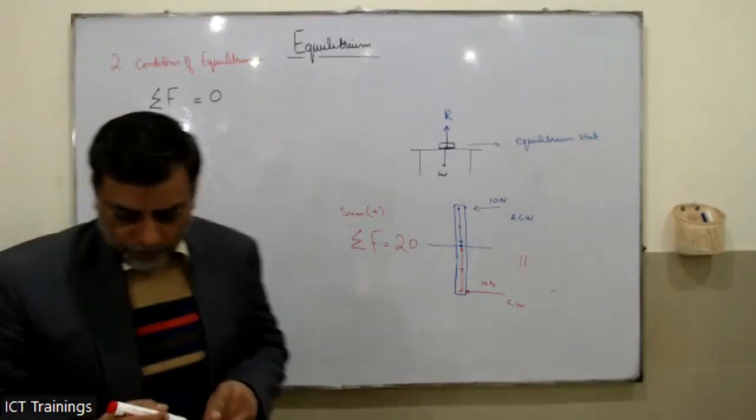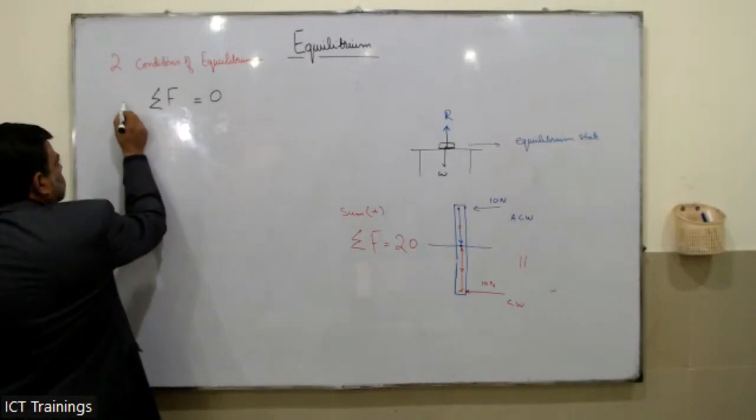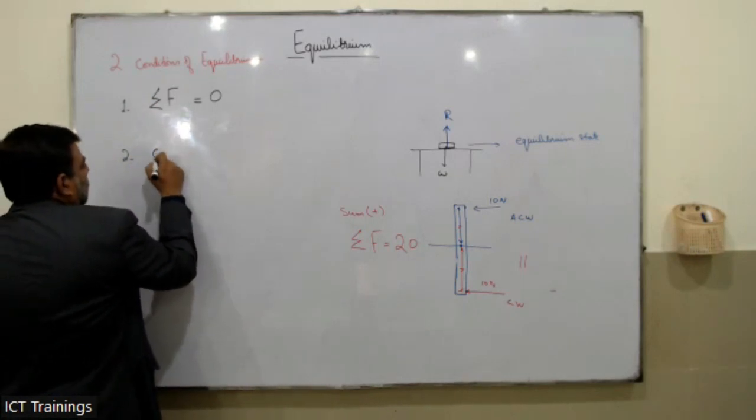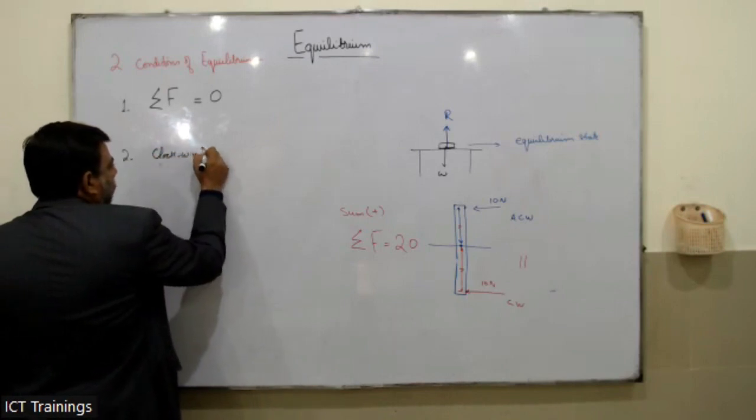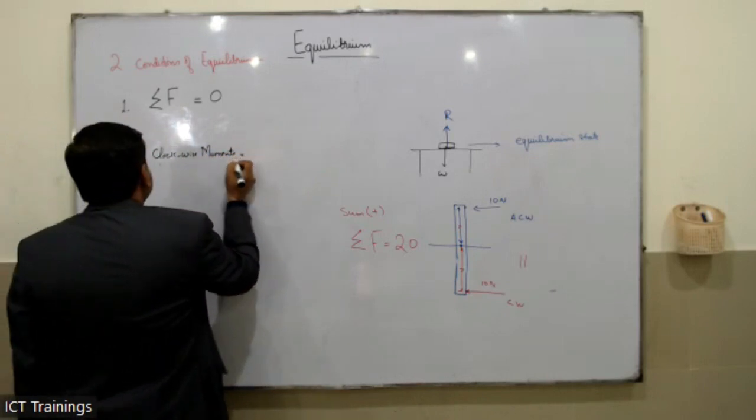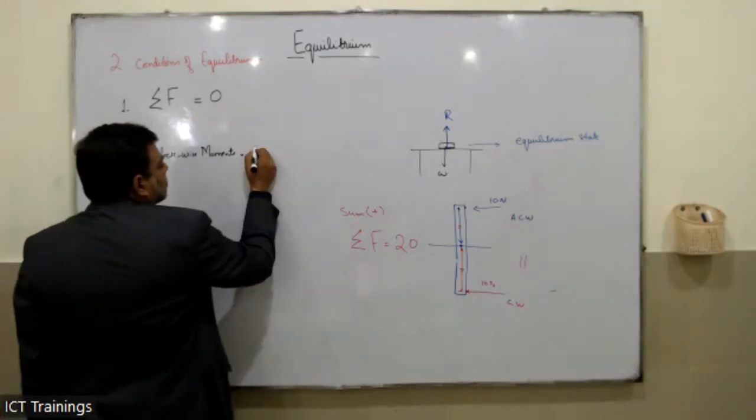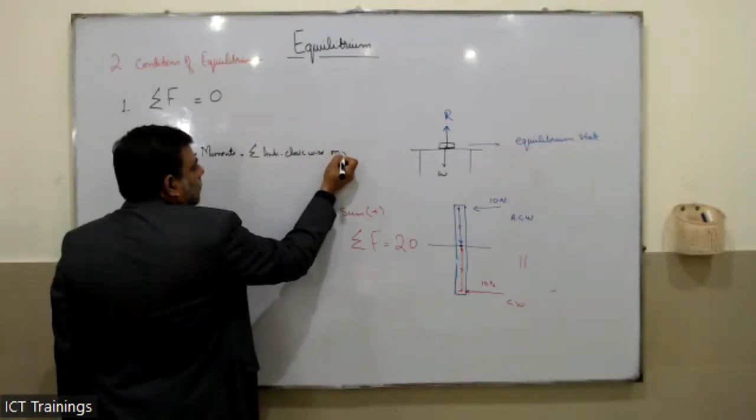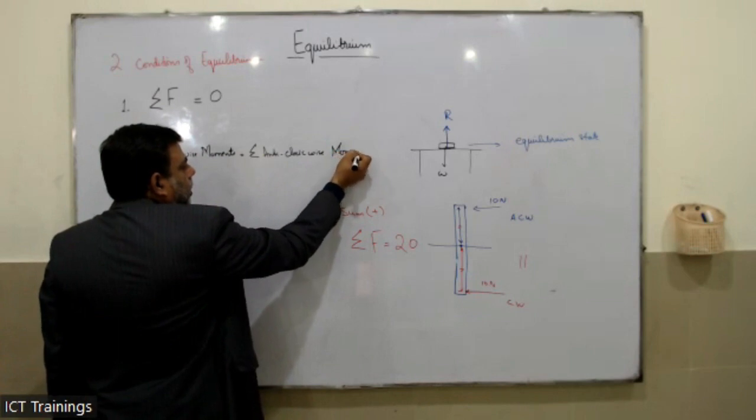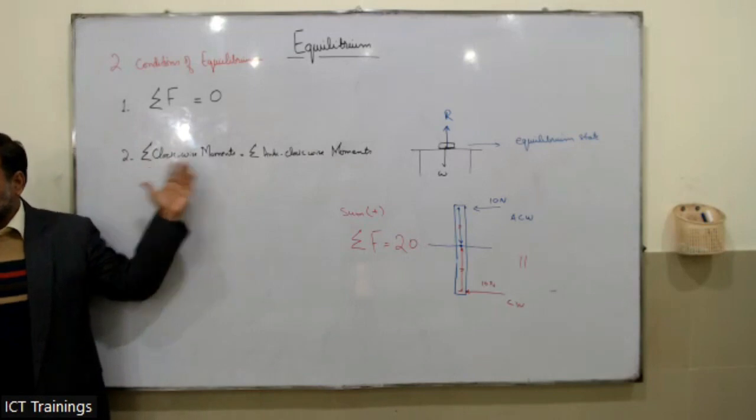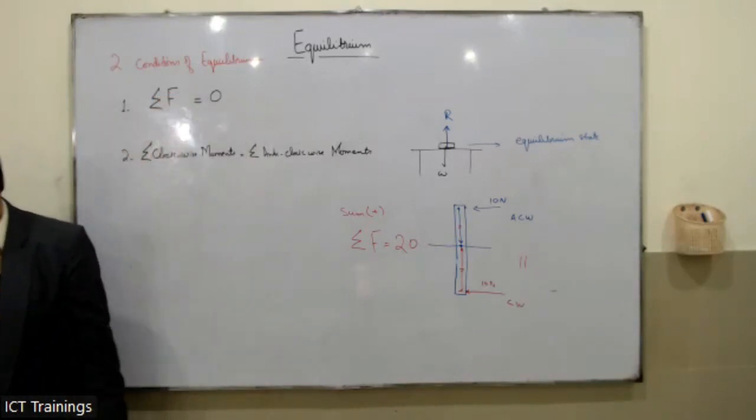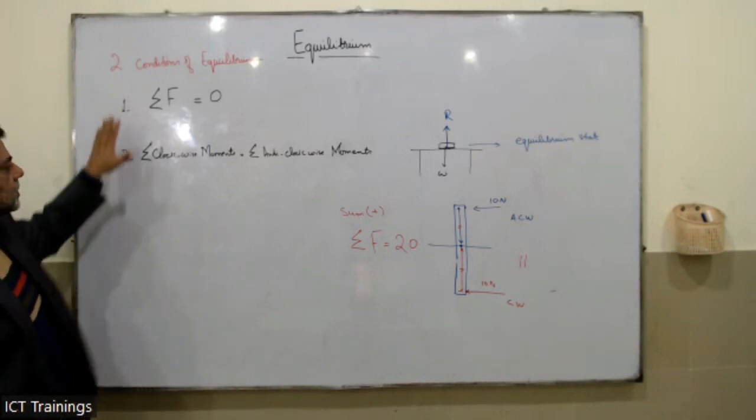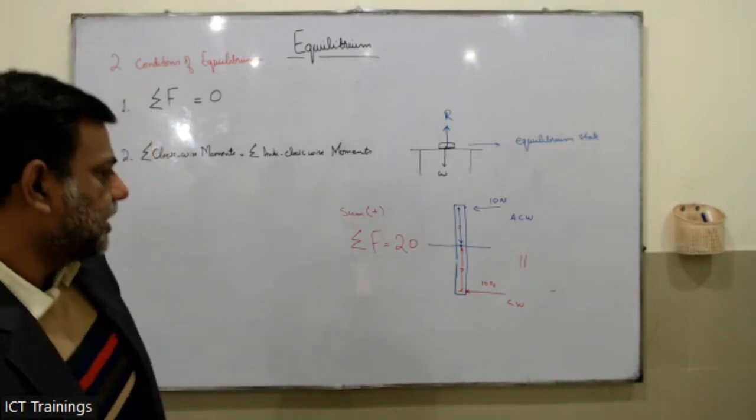This is number one: the sum of all the forces acting on the object must be equal to 0. And the second condition is that the sum of clockwise moments must be equal to the sum of anti-clockwise moments. All right. If both these moments are the same and the forces acting on the object sum to 0, only then the object is in perfect equilibrium. So any object must satisfy these two conditions to be in a state of equilibrium.